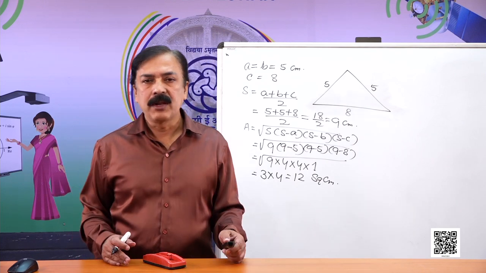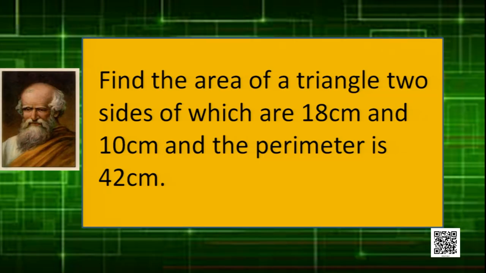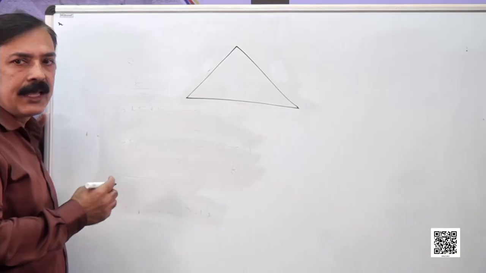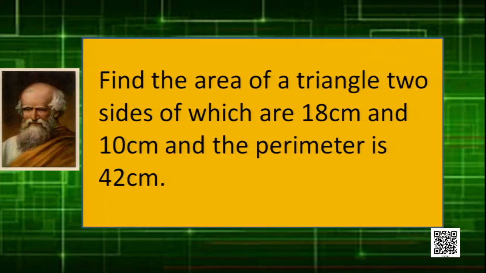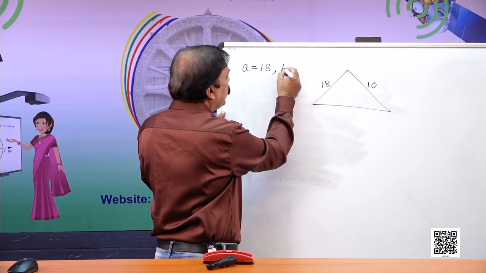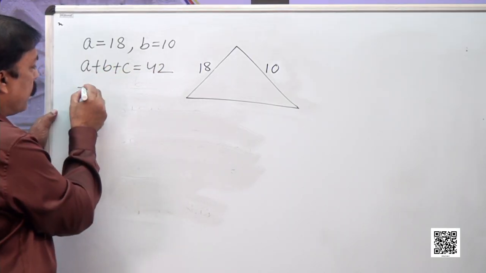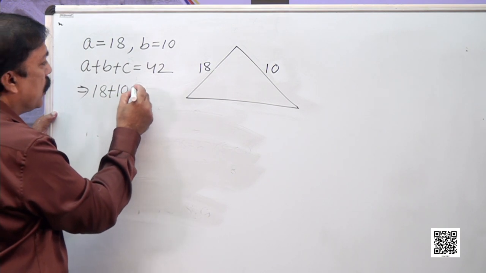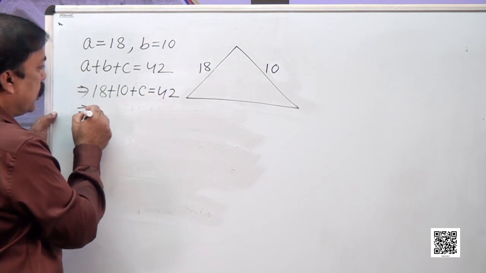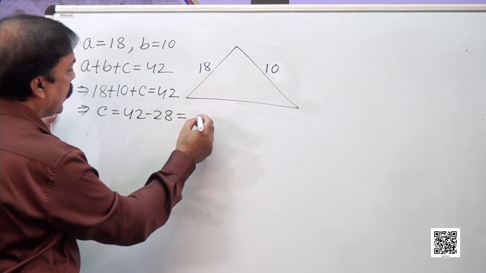Now let's see another problem. This problem says: find the area of a triangle, two sides of which are 18 centimeter and 10 centimeter and the perimeter is 42 centimeter. In this triangle, two sides are 18 centimeter and 10 centimeter and perimeter is 42. That means A is equal to 18, B is equal to 10 and A plus B plus C is equal to 42. If we substitute the values of A and B, we have 18 plus 10 plus C is equal to 42. That gives C equal to 42 minus 28, that gives 14.